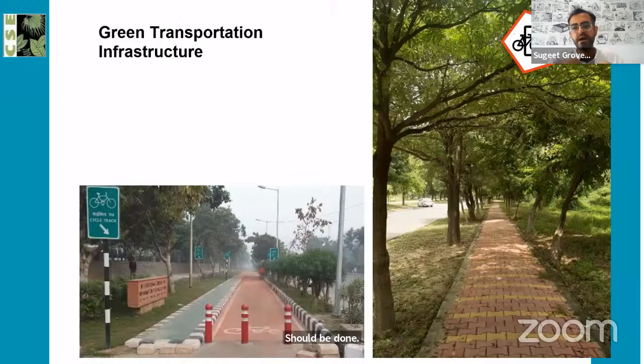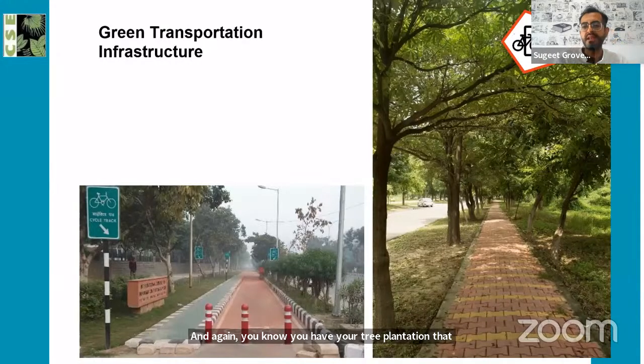And again, you have your tree plantation drives that are taking place. Why not combine it with them? Those paths can actually benefit from tree plantation just around that.